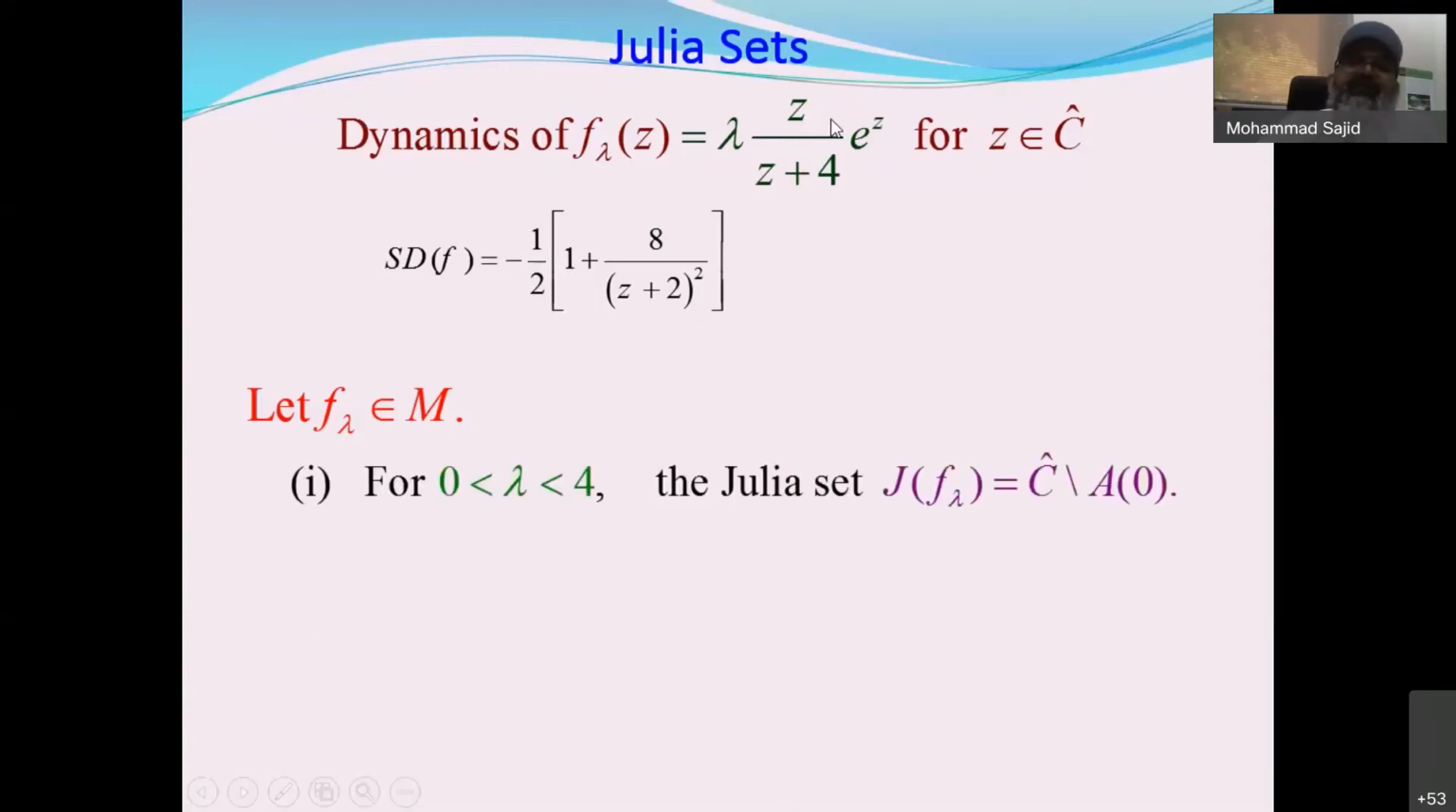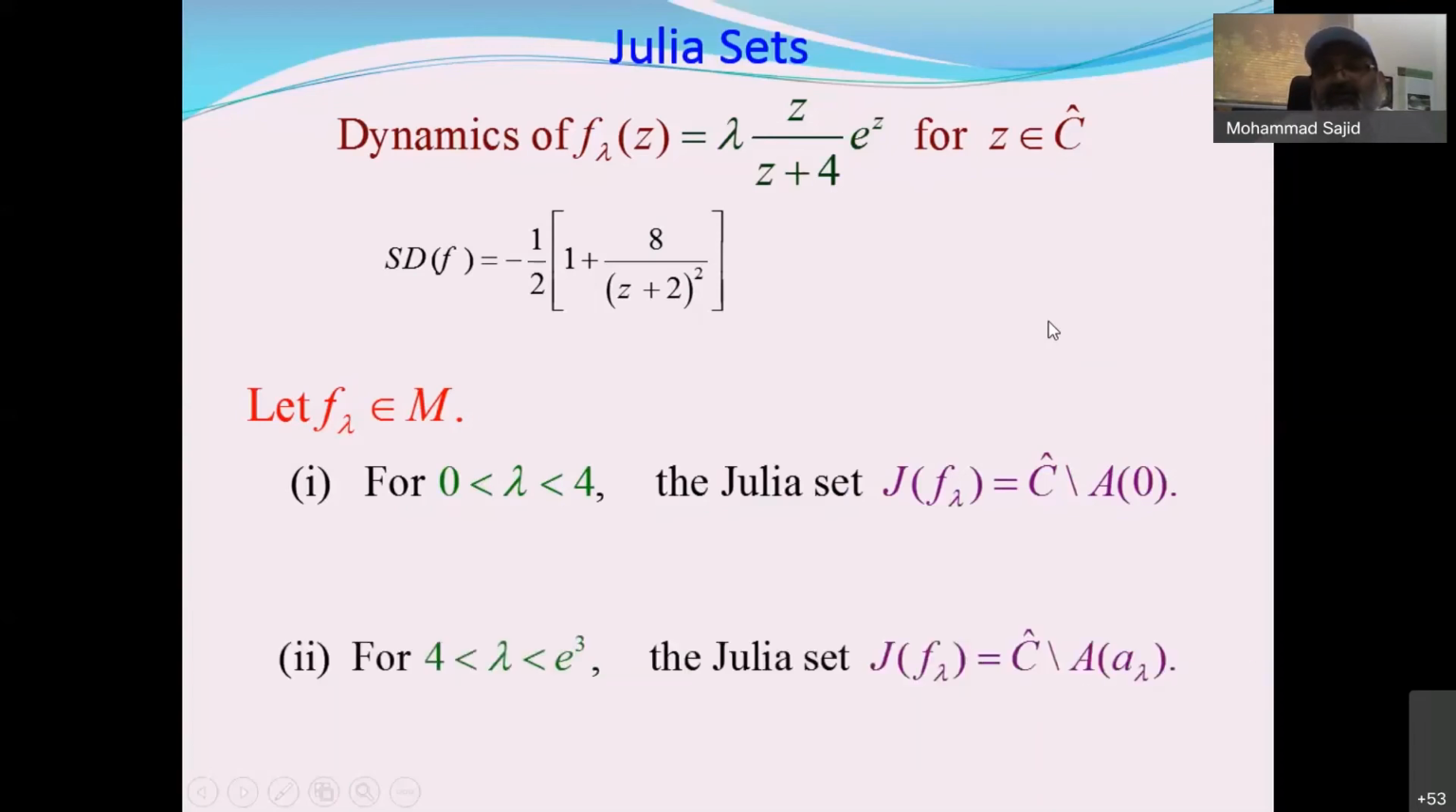Here we choose lambda. When lambda is from 0 to 4, we get a Julia set. This is the complement of the basin of attraction. And we have taken another lambda from 4 to exponential power 3. Then we again have a Julia set. It is the complement of the basin of attraction of A lambda.